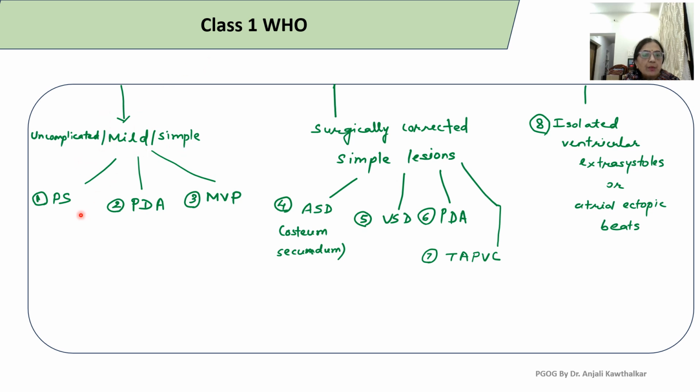Uncomplicated, mild or simple pulmonary stenosis, patent ductus arteriosus, mitral valve prolapse, surgically corrected simple lesions, ASD, VSD, PDA or TAPVC, and isolated ventricular extrasystoles or atrial ectopic beats. I have remembered it this way. You can also have your own way, but it is easy to remember that way: three mild lesions, four surgically corrected simple lesions, and one is about the ectopic beats.